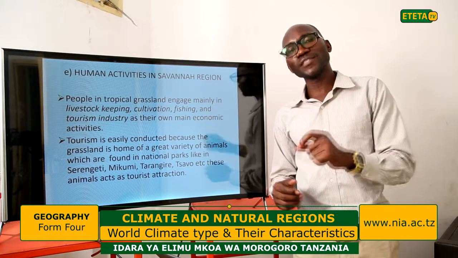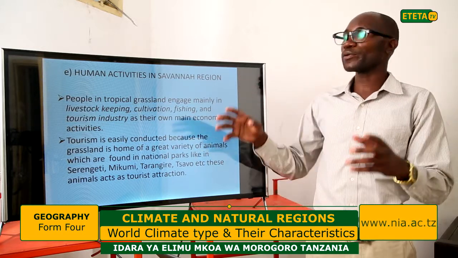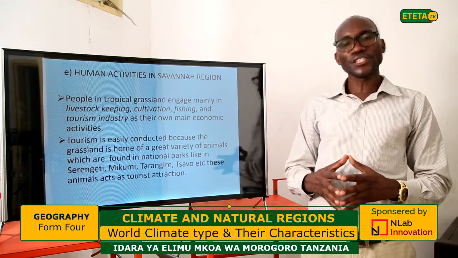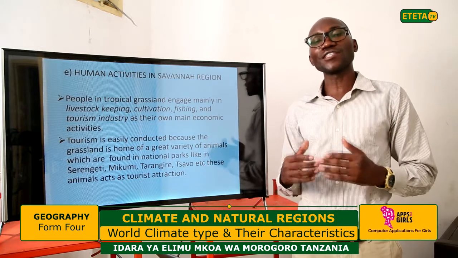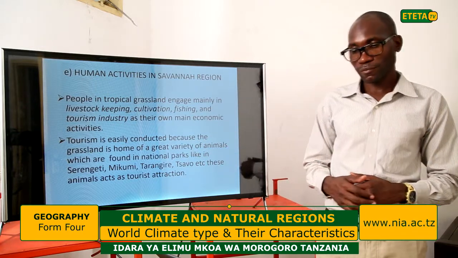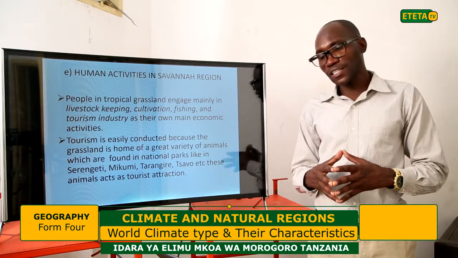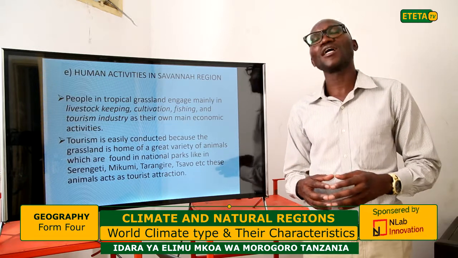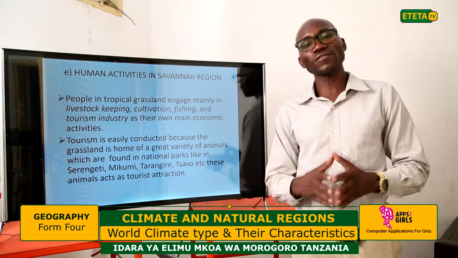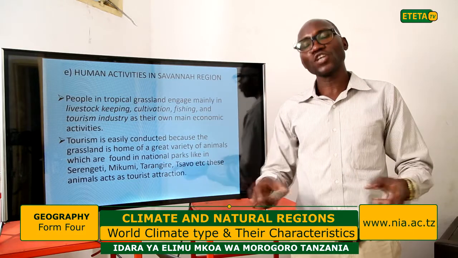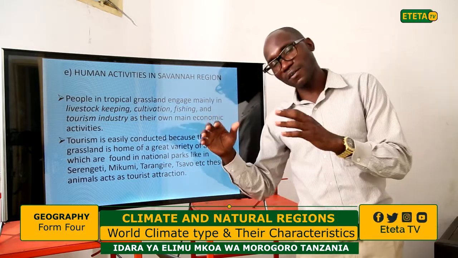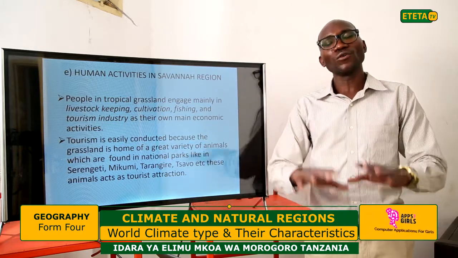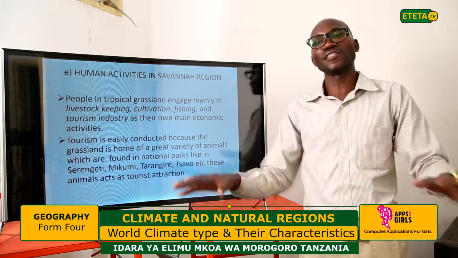Also, the tourism industry is mainly practiced in tropical grassland. For instance, Serengeti and Mikumi National Parks are all found in tropical grassland. Tourism is easily conducted because the grassland is home to a great variety of animals. As I have said, some animals prefer to settle in areas where the grasses are very short. That's why these animals are found in this area.